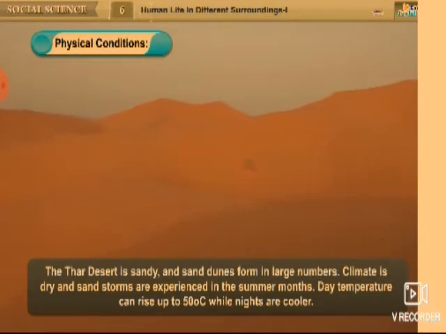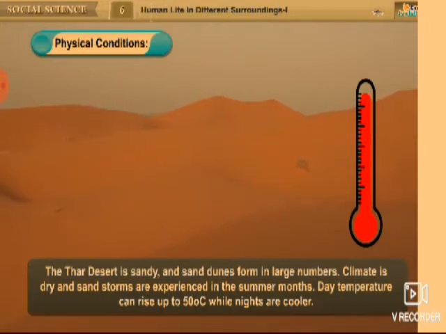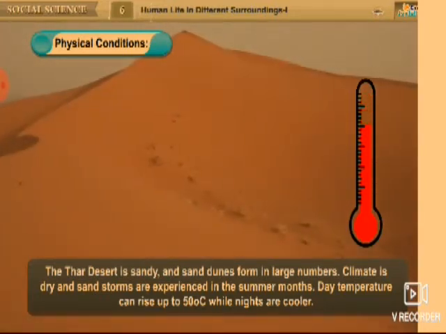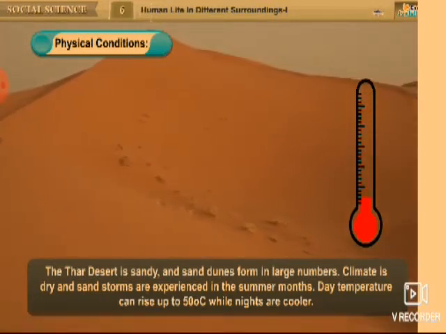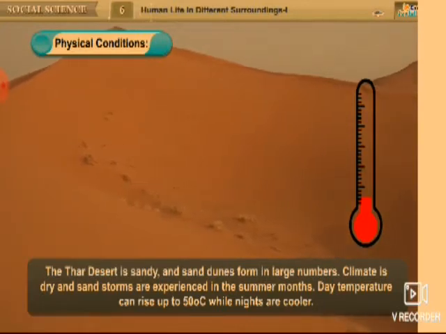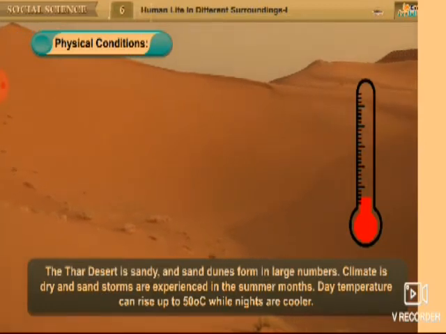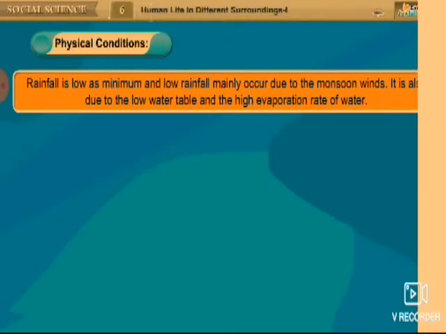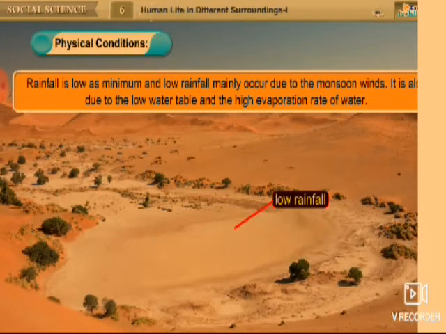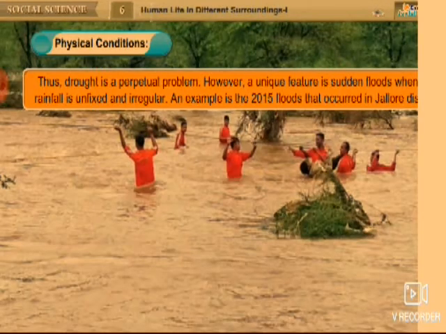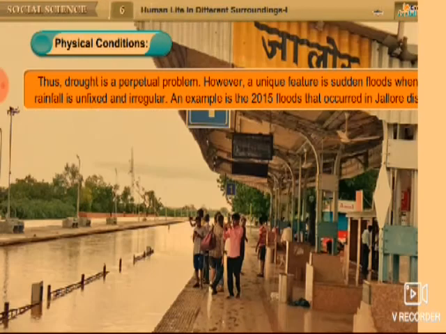Physical conditions. The Thar Desert is sandy and sand dunes form in large numbers. Climate is dry and sandstorms are experienced in the summer months. Day temperature can rise up to 50 degrees Celsius, while nights are cooler. Rainfall is minimal, and the low rainfall mainly occurs due to the monsoon winds. It is also due to the low water table and the high evaporation rate of water. Thus, drought is a perpetual problem.